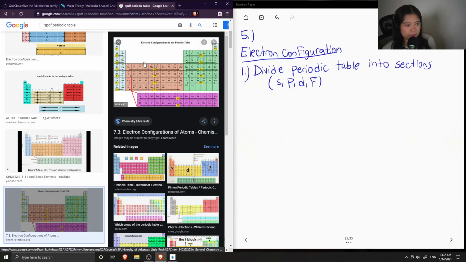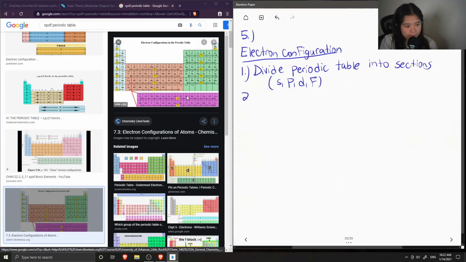So for example, our S block is the first two columns, including helium. It's shown in light blue. So this is the S block. The P block is this whole green rectangle. The D block is the middle transition metals, shown in orange. And then the F block is the last two rows, the lanthanides and actinides in the periodic table. So that's the F block.